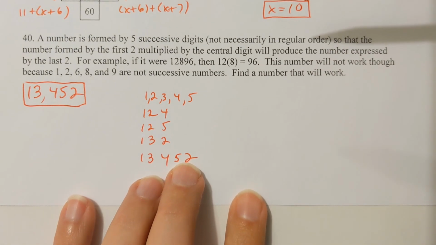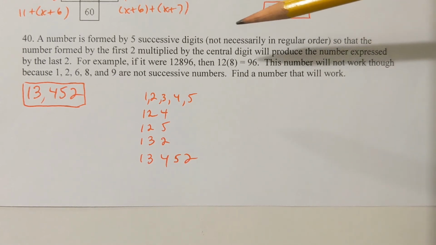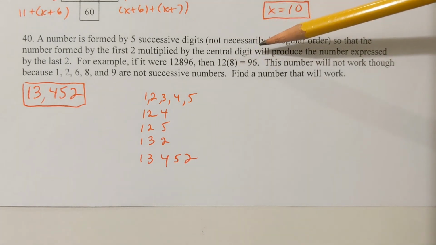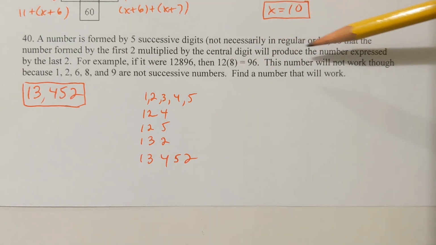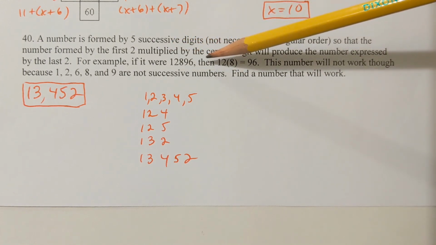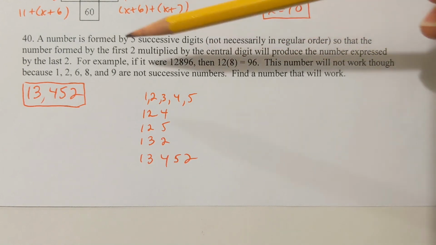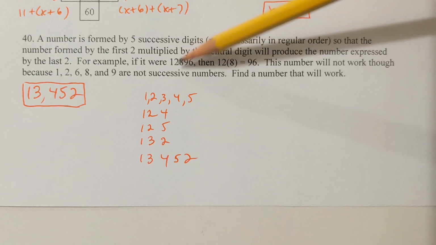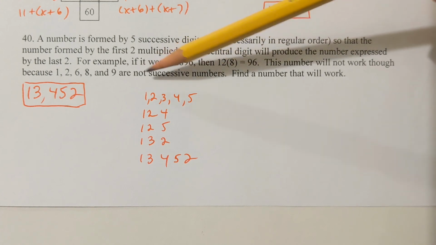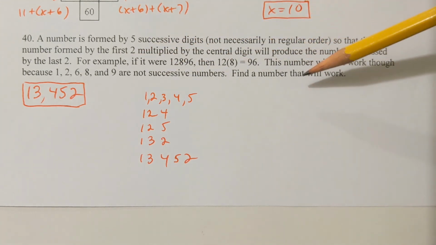Okay. Let's try problem 40. A number is formed by 5 successive digits, not necessarily in regular order, so that the number formed by the first 2 multiplied by the central digit will produce the number expressed by the last 2. For example, if it were 12,896, then 12 times 8 gives me 96. This number is not going to work, though, because 1, 2, 6, 8, and 9 are not successive numbers. So successive means that they all need to be right next to each other. Find a number that will work.